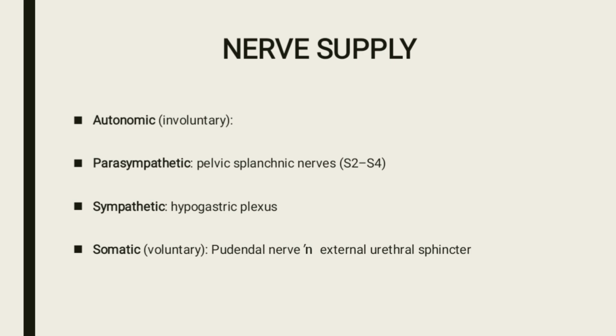Nerve supply. Nerve supply to the female urethra is both autonomic and somatic. Parasympathetic fibers from pelvic splanchnic nerves aid in bladder emptying, while sympathetic fibers from the hypogastric plexus control the smooth muscle tone. The pudendal nerve provides somatic innervation to the external urethral sphincter, giving voluntary control.